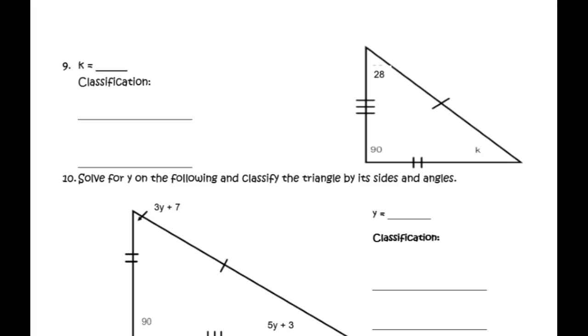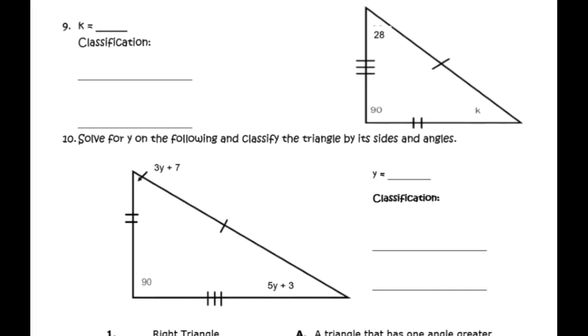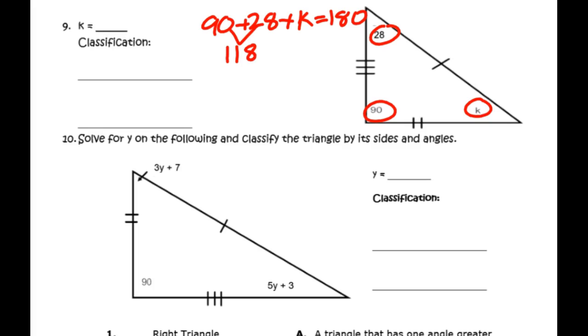Flipping it over to the back side on number 9. Alright, I need to get K. Now if I know two angles, 90 and 28, I'm going to add all three of these angles up equal to 180. 90 plus 28 plus K equals 180. This is the triangle sum theorem, that the three angles inside of a triangle add up to 180. So 90 plus 28 is 118 plus K equals 180. And then to get rid of this loner, minus 118, minus 118, K equals, and we get 62.